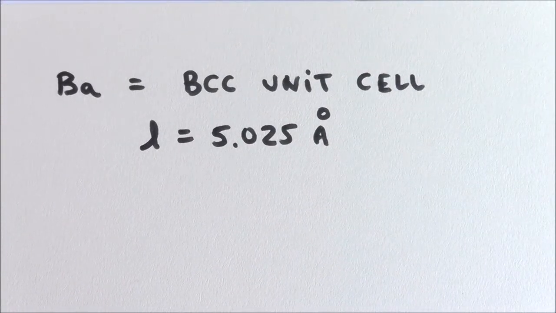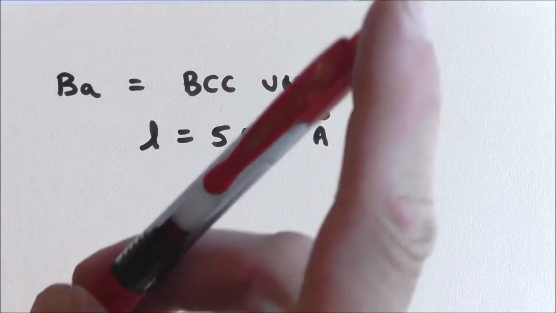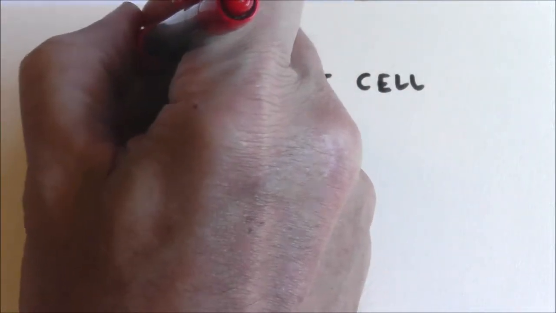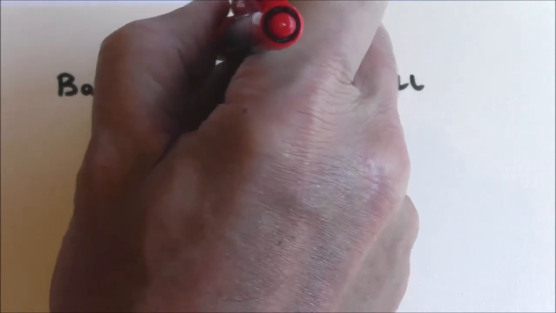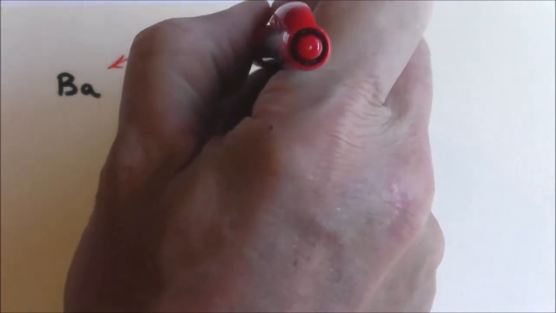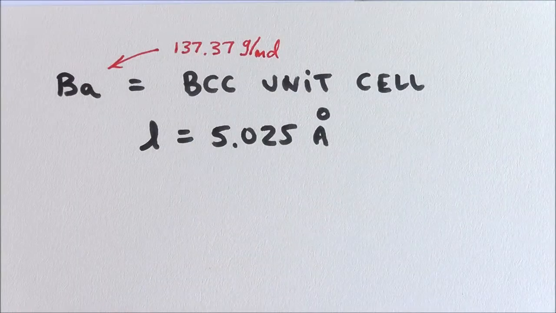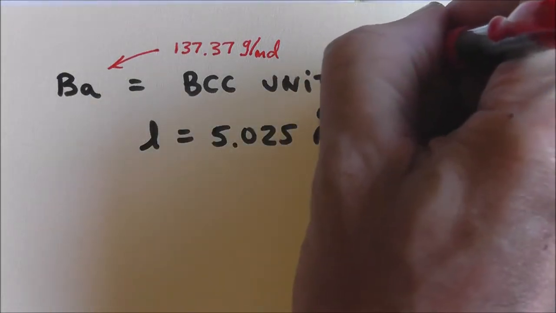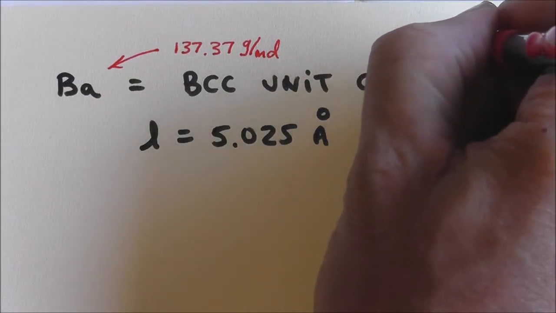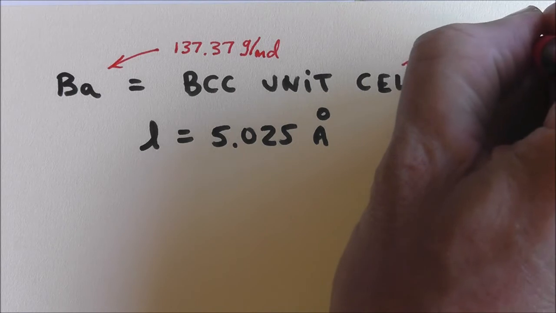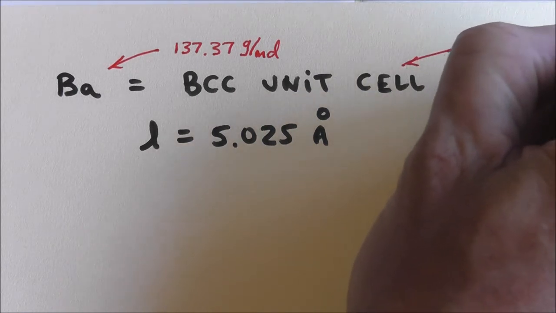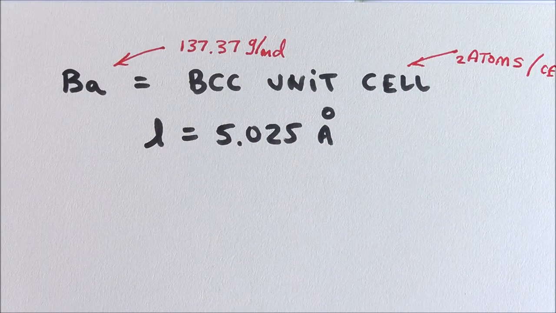All right, number 83 in the book, and you kind of read along. Barium, the computer says, 137.37 grams per mole. BCC unit cell, 2 atoms per cell. There's only 1, 2, and 4.